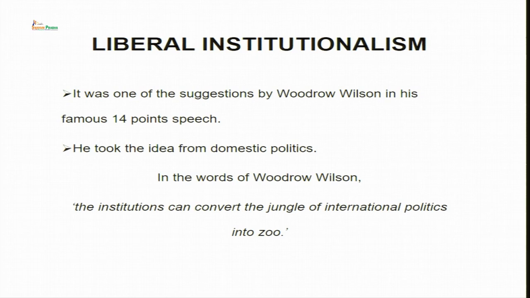The idea of liberal institutionalism was suggested by Woodrow Wilson in his famous 14 points program, and he took that idea from domestic politics. So, in the words of Woodrow Wilson, institutions can convert the jungle of international politics into a zoo. What does that mean? There are animals, but those animals can be a risk to each other in the jungle, not in the zoo.